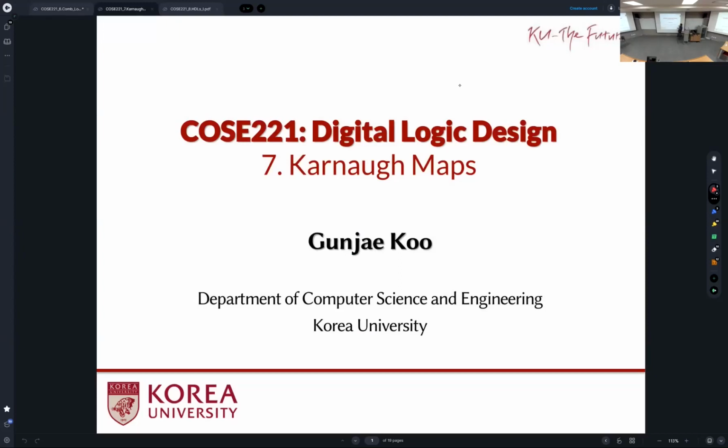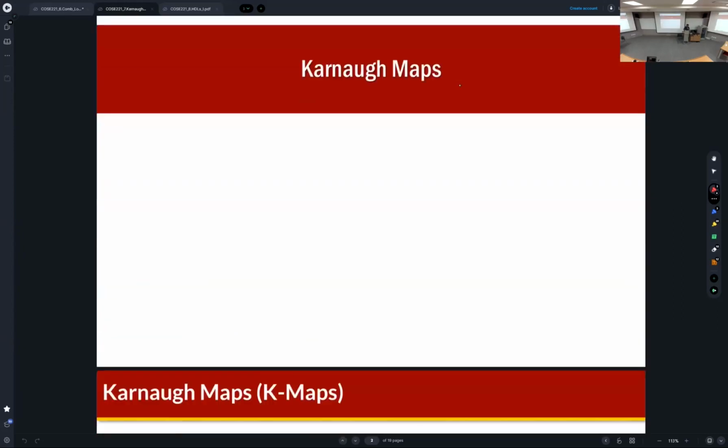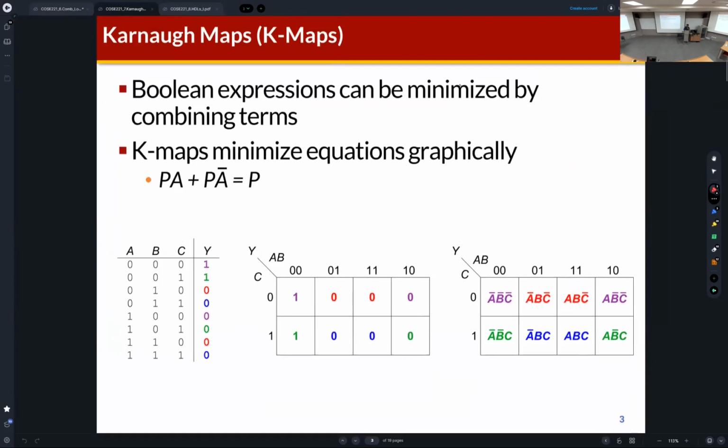Karnaugh Map. Okay, let's learn about the Karnaugh Map. So what is the Karnaugh Map? Karnaugh Maps are also called K-maps. It's not Korean, it's Karnaugh Maps. A Karnaugh Map is a graphical method for optimizing Boolean equations.